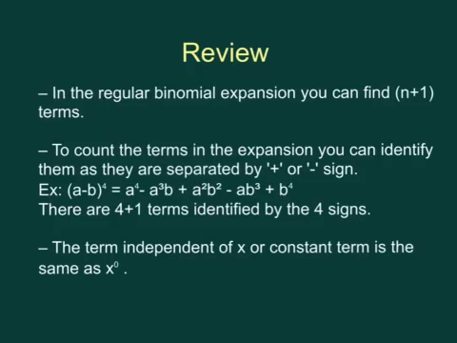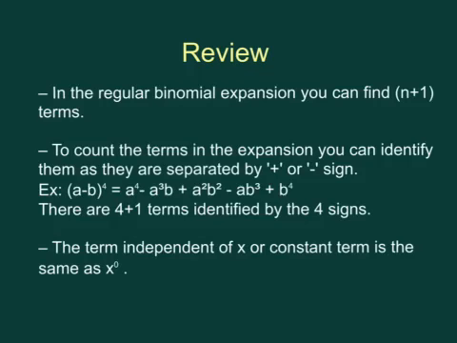What this means is that the power of the whole parenthesis plus 1 is the number of terms that your answer must give you. To count the terms in the expansion, you can identify them as they are separated by a plus or minus sign. So, for example, if we have a minus b to the power of 4, we are going to have 2 negative signs and 2 positive signs.